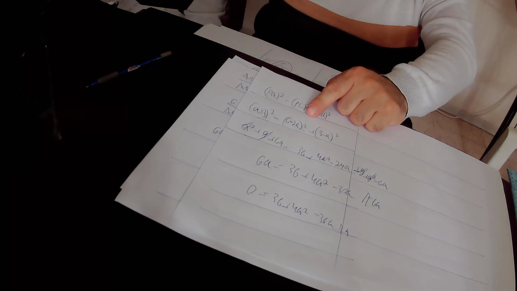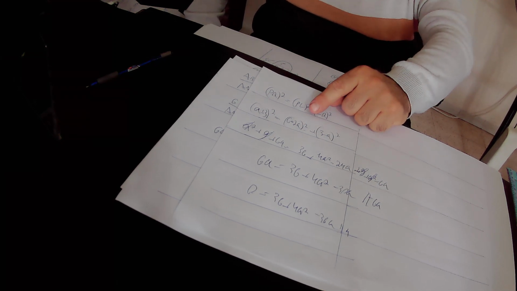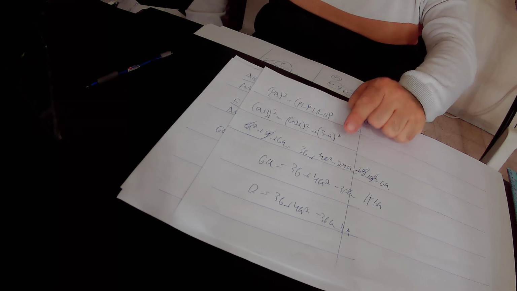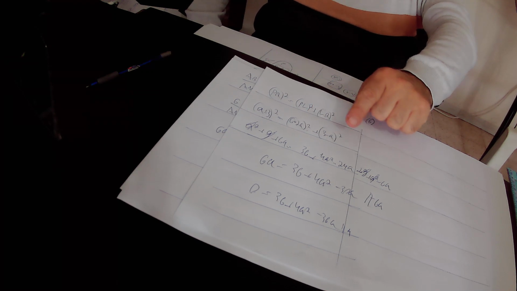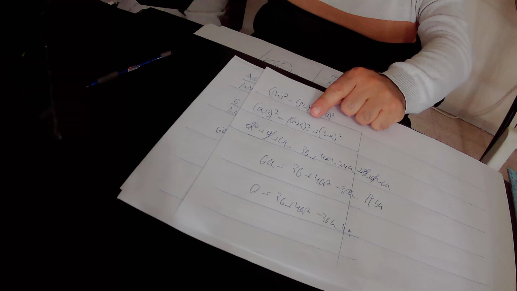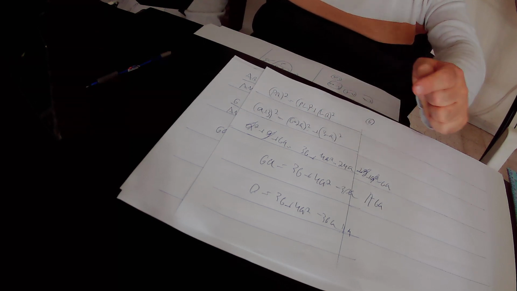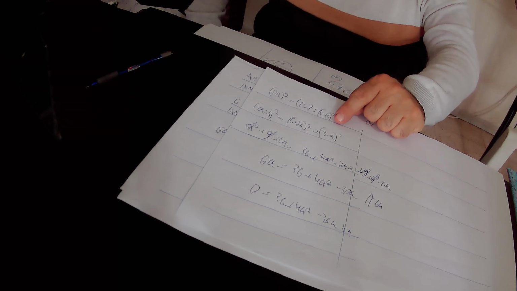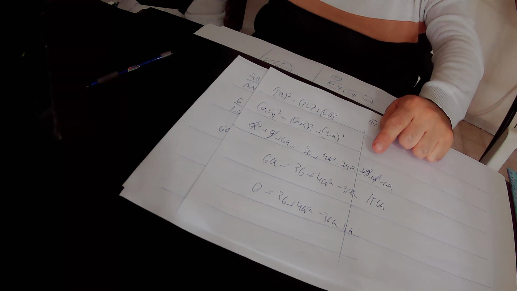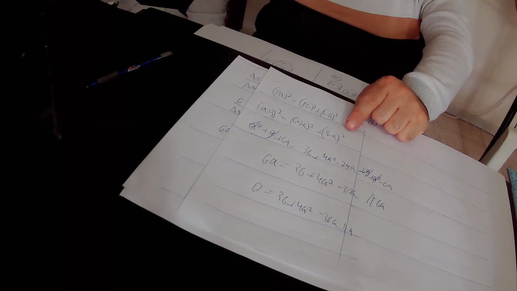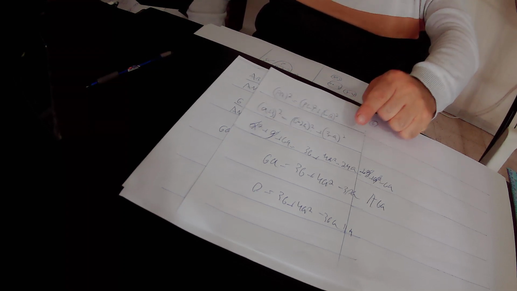(6 minus 2A) squared equals 6 squared, that is 36, plus (2A) squared, that is 4A squared, minus 2 times 6, that is minus 12, times 2A. Minus 12 times 2A is minus 24A, and we have here plus (3 minus A) squared. (3 minus A) squared equals 3 squared, that is 9, plus A squared minus 2 times 3 times A, that is minus 6A.